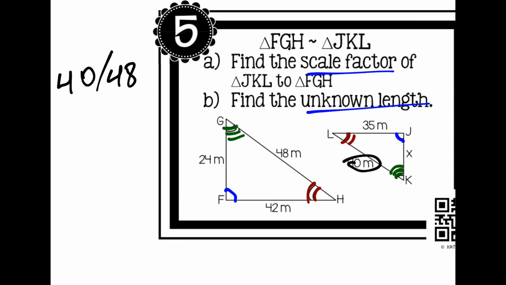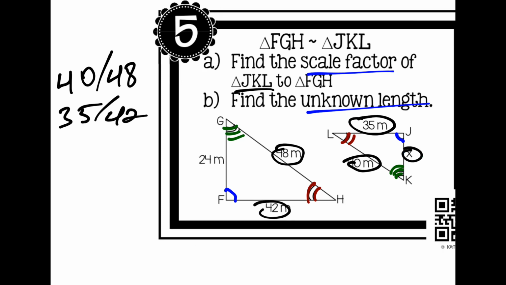40 is between red and green, and so is 48. We set up our proportion that way. The JKL one had to come first. Then we go to 35 between red and blue, and that matches up with 42. And our last one is x over 24.